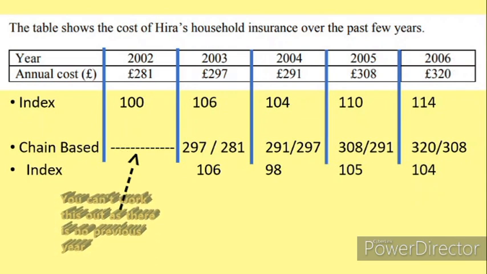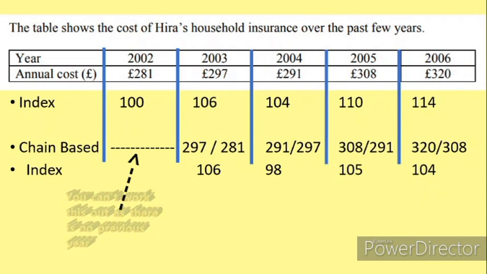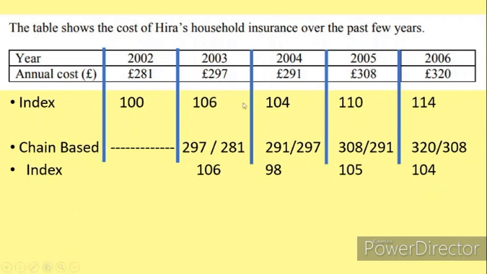Now you don't need to know this, but what I want you to consider is, when I'm doing my chain-based index numbers, can I use my actual index numbers, or do I have to use the actual values that are given in the table? I would always tell you to use the actual values that are included in the table. But let's say for some reason you're not given them and you're only given your index numbers. Let's see if it does work.